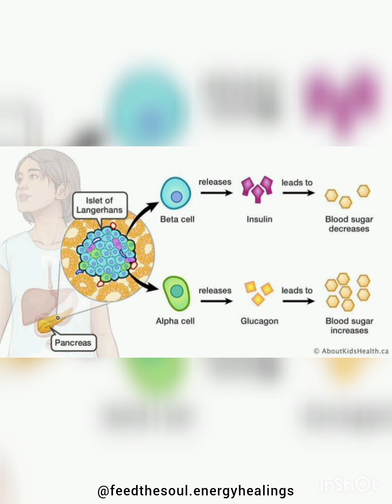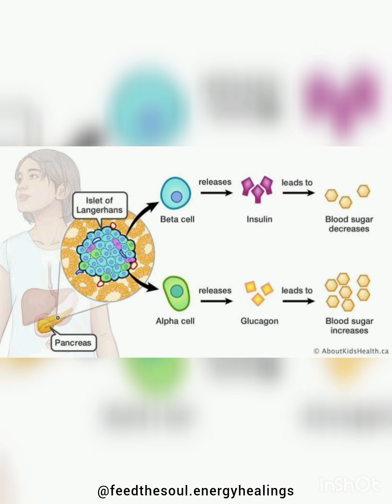So let us revise. Pancreas has two types of cells, alpha cells and beta cells. Am I making myself clear? The beta cells produce insulin. The alpha cells produce glucagon.